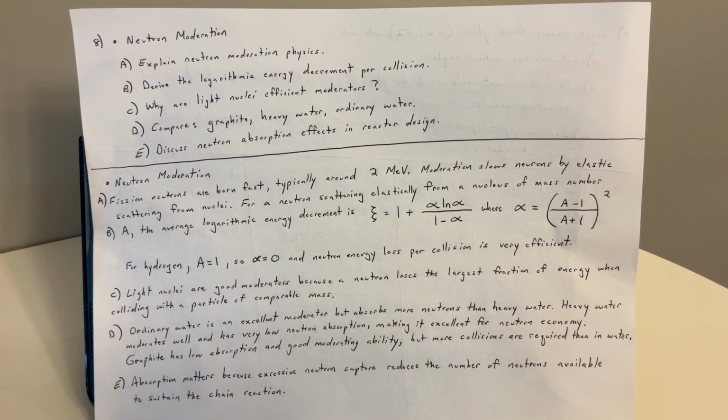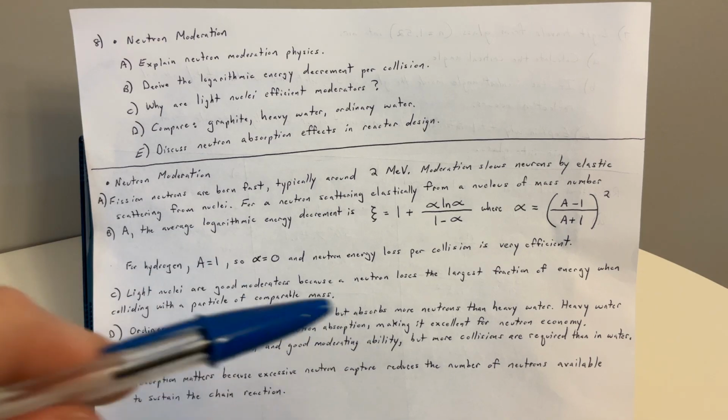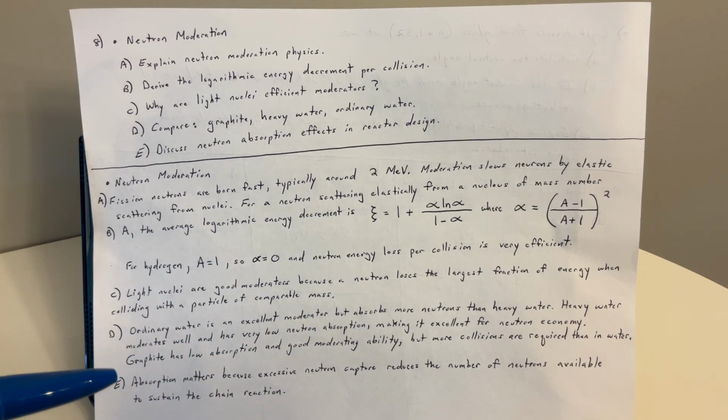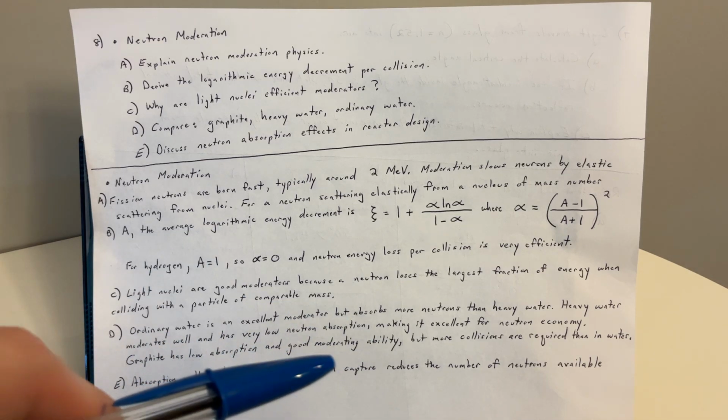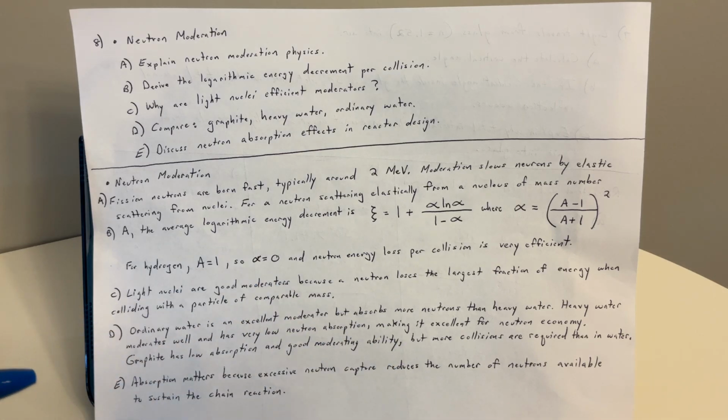Okay, D, ordinary water is an excellent moderator but absorbs more neutrons than heavy water. Heavy water moderates well and has very low neutron absorption, making it excellent for neutron economy. Graphite has low absorption and good moderating ability, but more collisions are required than in water.